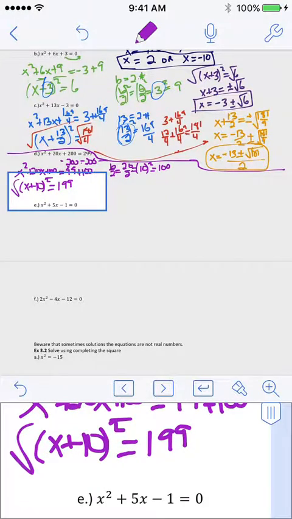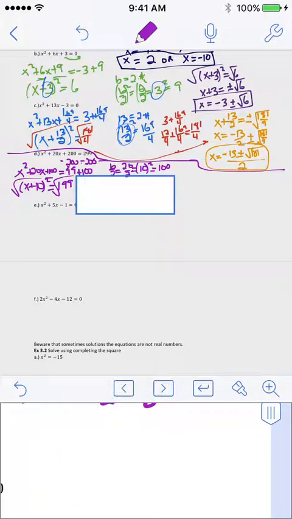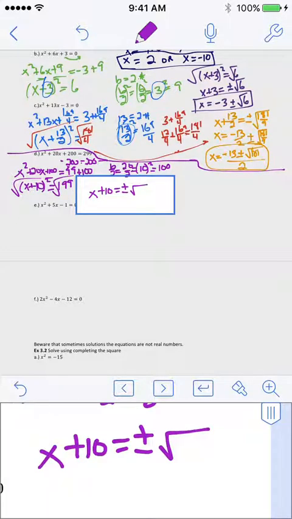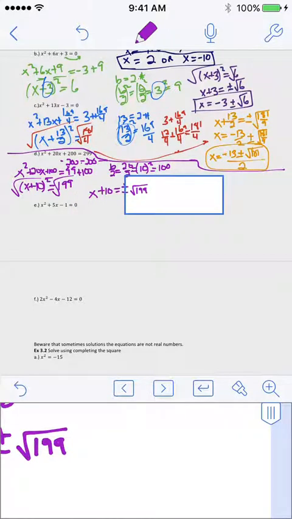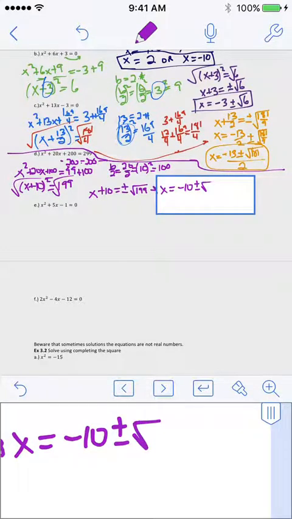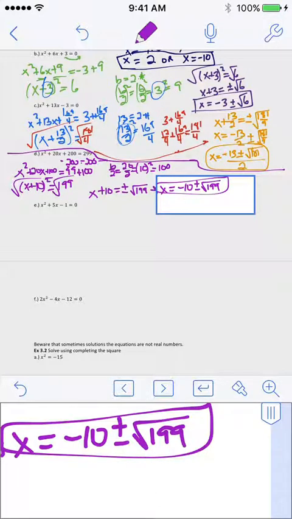Now I can take the square root of both sides. I end up with x plus 10 equals plus or minus the square root of 199. And then subtract the 10 over, you get x is equal to negative 10 plus or minus square root of 199. And 199 is actually prime, so it does not factor. We are finished.